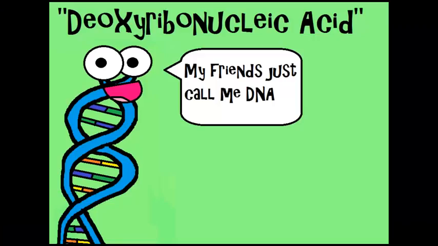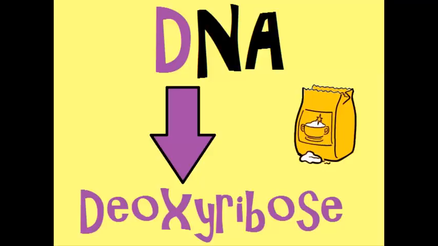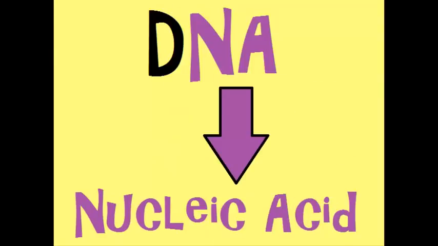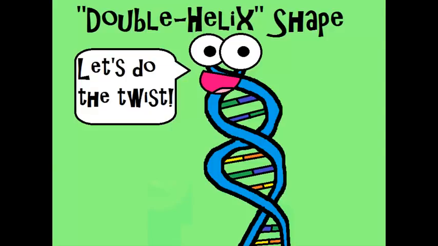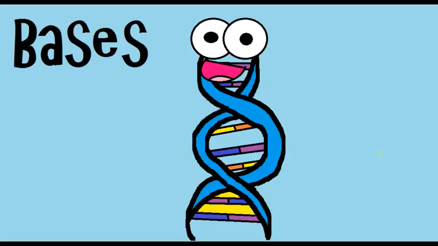So DNA, it stands for deoxyribose nucleic acid. The deoxyribose is a sugar, and nucleic acid is the type of biomolecule that it is. DNA is also double-stranded. That means it has two strands, and it's in a double helix shape, also known as a twisted ladder. We also have mentioned the bases in DNA.